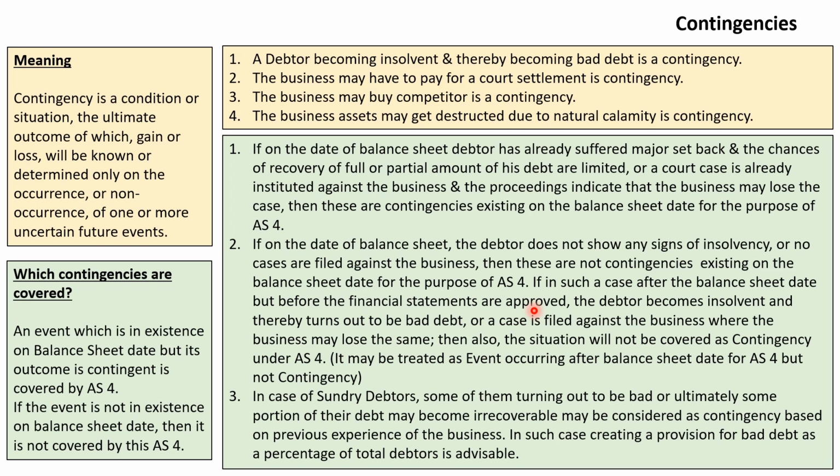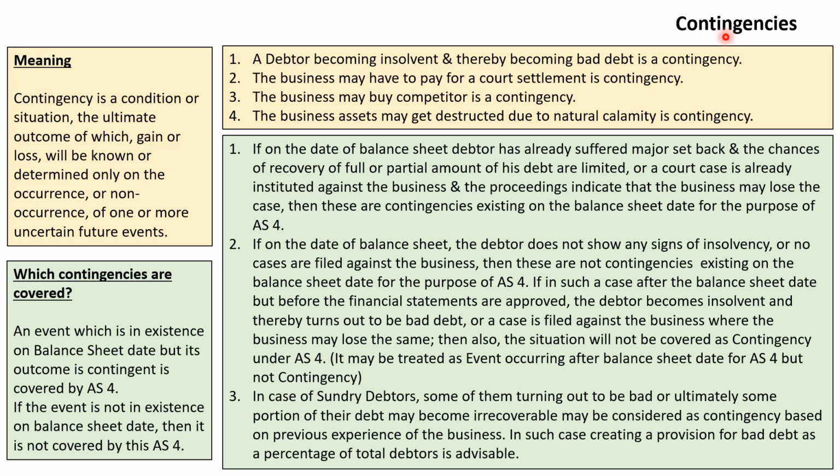On 31st of March, of the debtors of rupees 10 lakh, if we are aware that all of them may be paying, there is no problem, and afterwards on account of some natural calamity one of the debtors ultimately turned out to be bad, that is okay, it doesn't become a contingency. It may be treated as an event occurring after balance sheet date for AS4, but it will not be treated as contingency. Now what does this sentence mean which is given in the bracket? I'll be discussing it separately when I'll be talking about events occurring after balance sheet date. At this moment I'm talking about contingency.